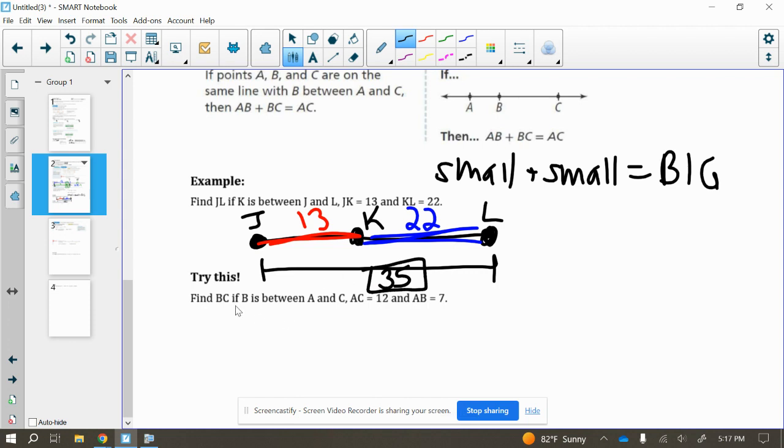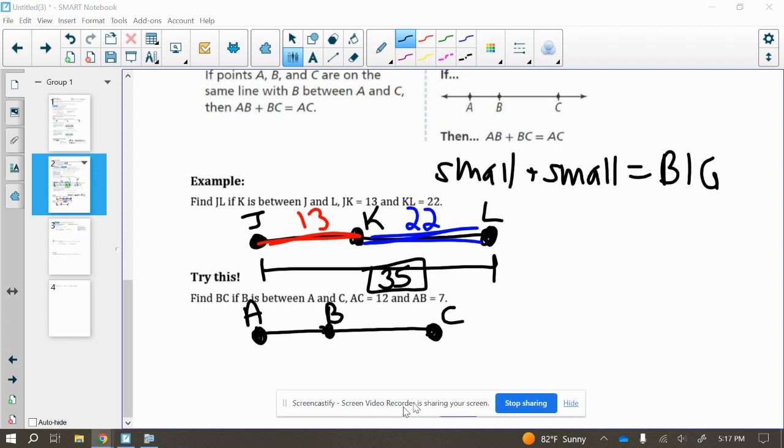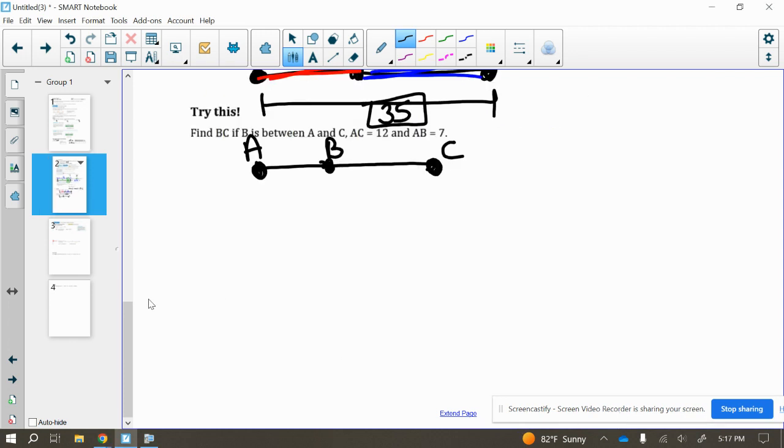Let's try another one. This time we have BC, and we are looking for the length of BC if B is between A and C. So again, we have to start with a picture. B is between A and C, so it's going somewhere in between our two points on the number line. This time they're telling us A to C, this whole big thing, is 12. A to B is 7, and we want to find the other piece, B to C.